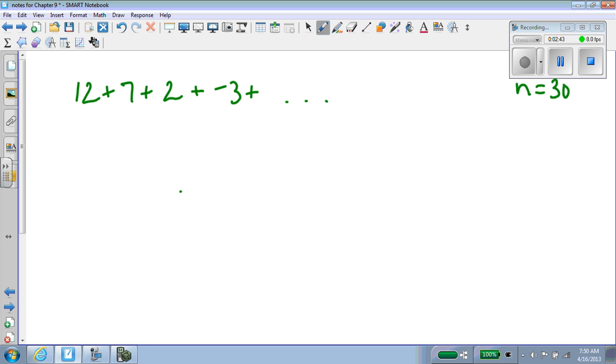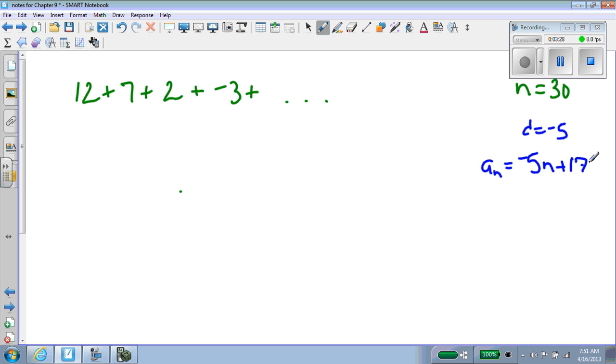Okay, so let's add the sequence 12, 7, 2, negative 3 up through the 30th term. Well, first of all, let's establish that it's arithmetic. Otherwise, we have to list all 30 terms and add them. So 12 minus 5, minus 5, minus 5. So the common difference was negative 5. So we do have an arithmetic sequence. It would be defined by a sub n equals negative 5n plus, the term that came before the first one would be, I'm subtracting 5, so I would add 5, 17.